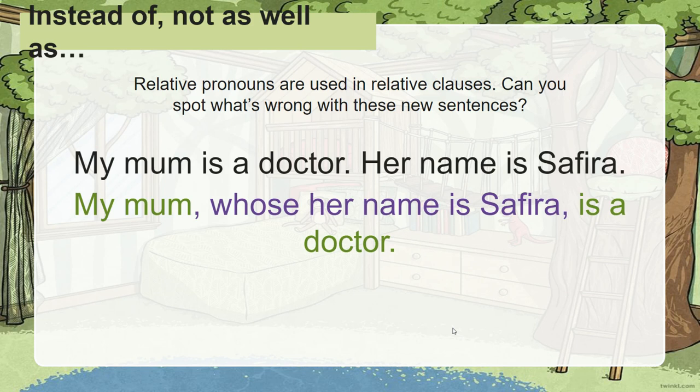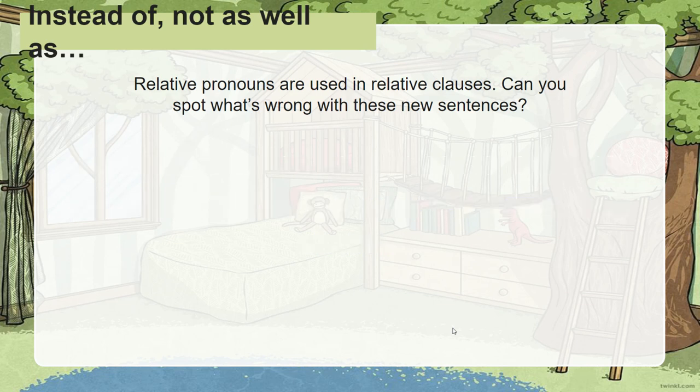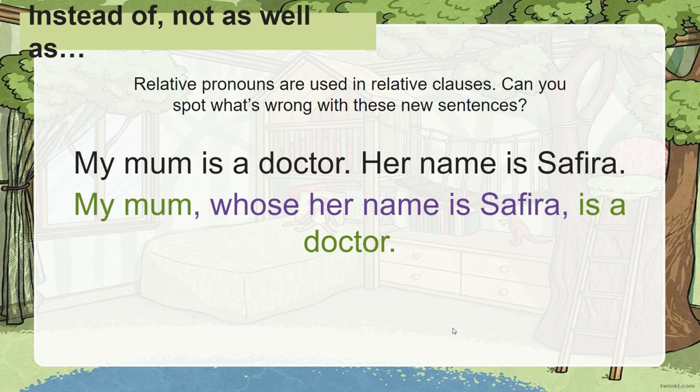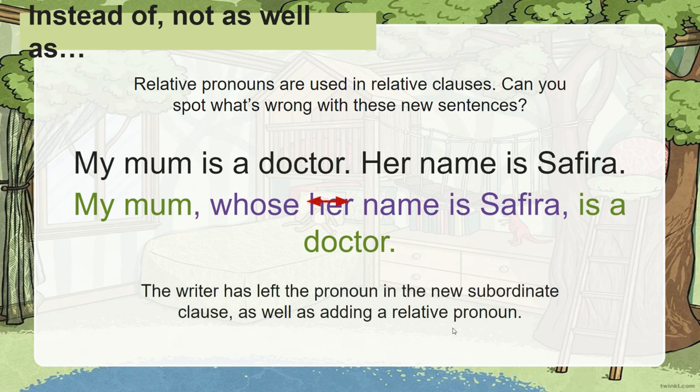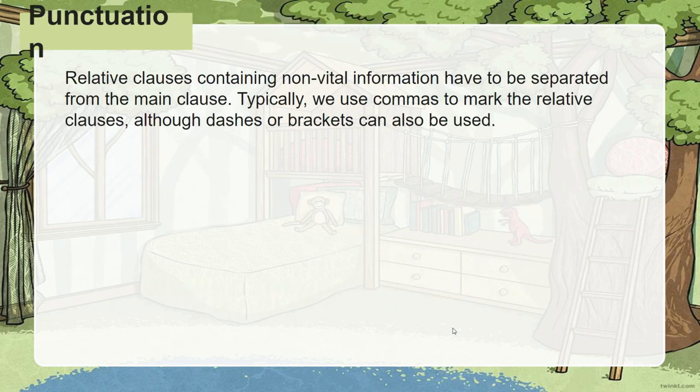So instead of not as well as, a relative pronoun is used in relative clauses. Can you spot what's wrong with the new sentence? My mum is a doctor. Her name is Safira. My mum, whose name is Safira, is a doctor. This shows here a relative clause and pronoun. The writer has left the pronoun in the new subordinate clause as well as adding a relative pronoun.